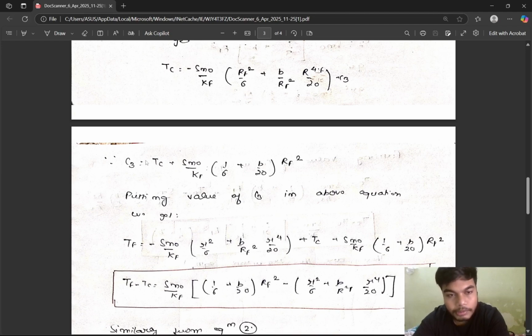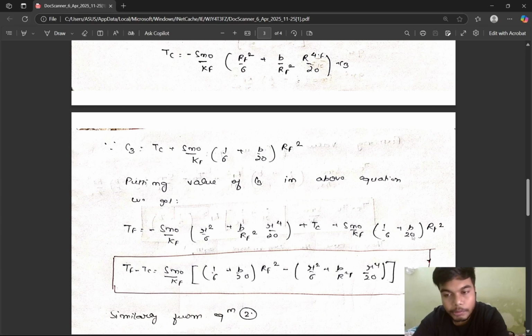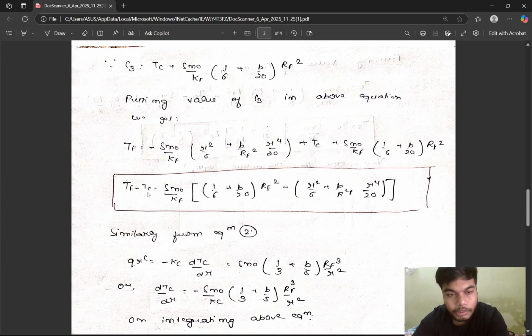So similarly, you can see here we have just substituted the boundary condition and we calculated C3 here. And putting the value of C3 in the above equation, we will get Tf as minus Sn naught upon Kf into R square by 6 plus B by Rf square into R power 4 upon 20 plus Tc plus Sn naught upon Kf into 1 by 6 plus B by 20 into R square. This whole equation we will just transfer Tc to the left hand side and we'll get the temperature profile as Tf minus Tc is equal to this term into Rf square plus this term minus this term.